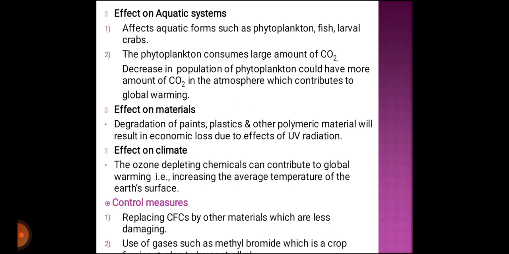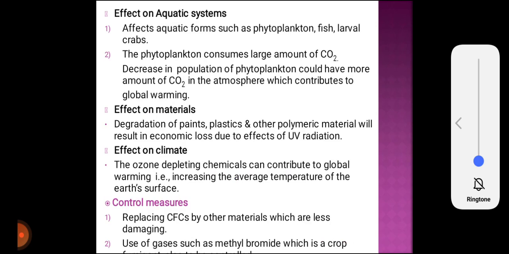Then the effect on climatic factors. Ozone-depleting chemicals can contribute to global warming, which increases the average temperature of the earth's surface. How can we control this? By replacing CFCs with other materials which are less damaging. Then the usage of gases such as methyl bromide should be avoided.